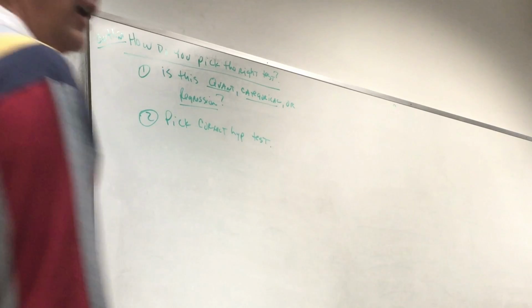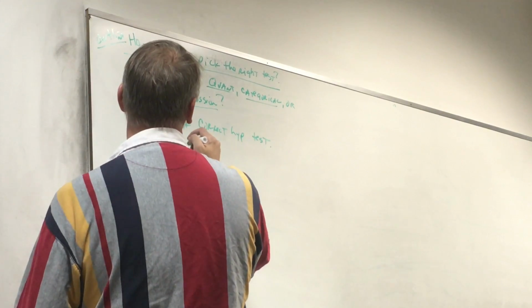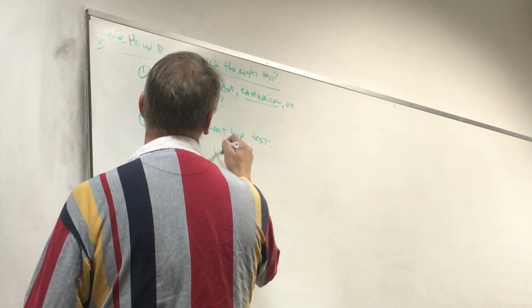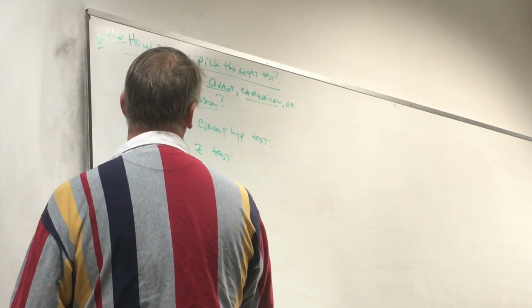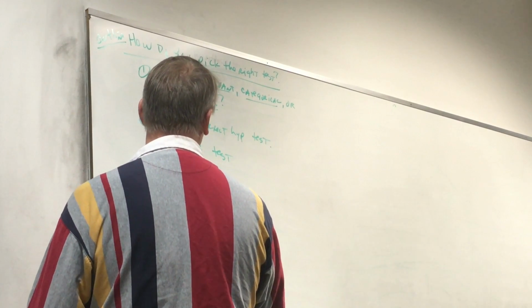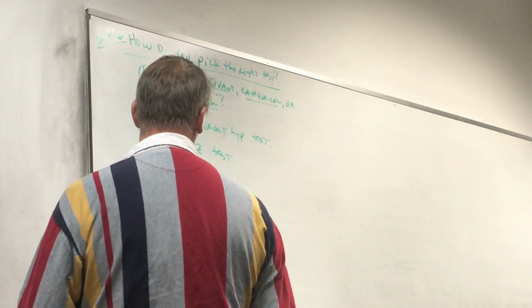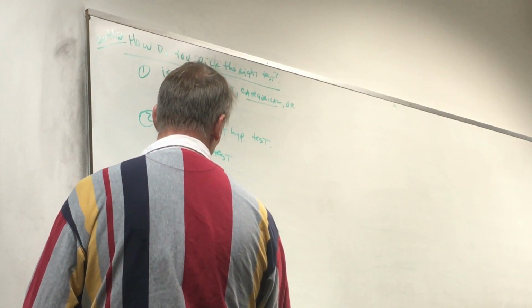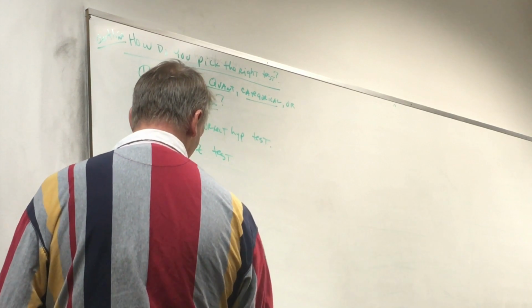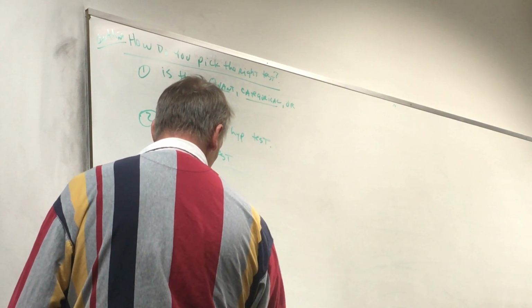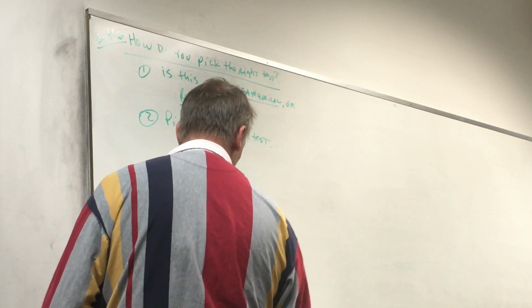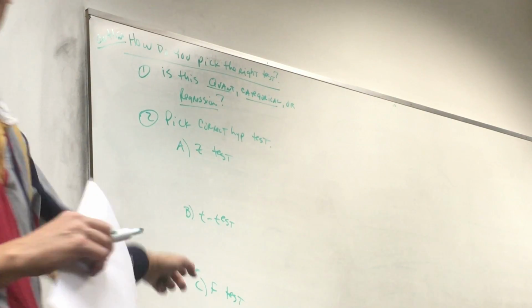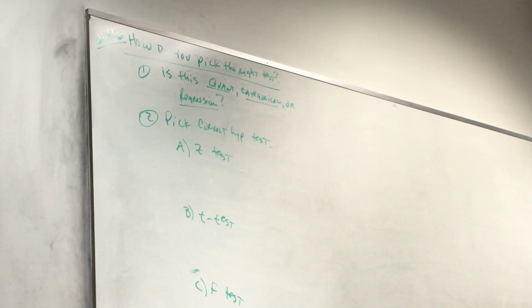Now, I've got 4 types of hypothesis tests. I've got the z-test, the t-test, the f-test, and the chi-square test. Okay? I haven't taught you the f-test yet. I'm just kind of preparing you. It's going to come one of these days. Okay?